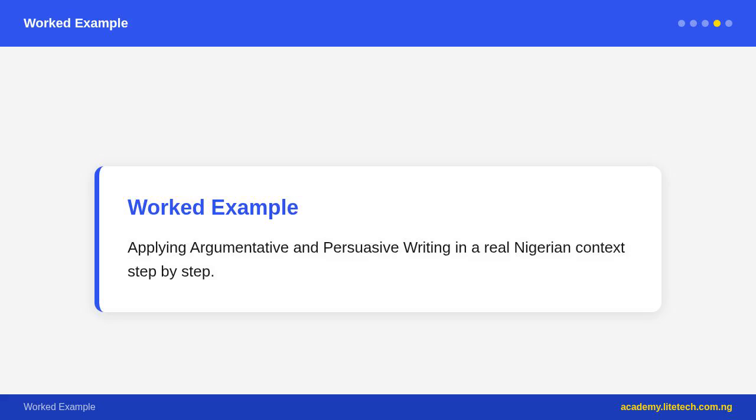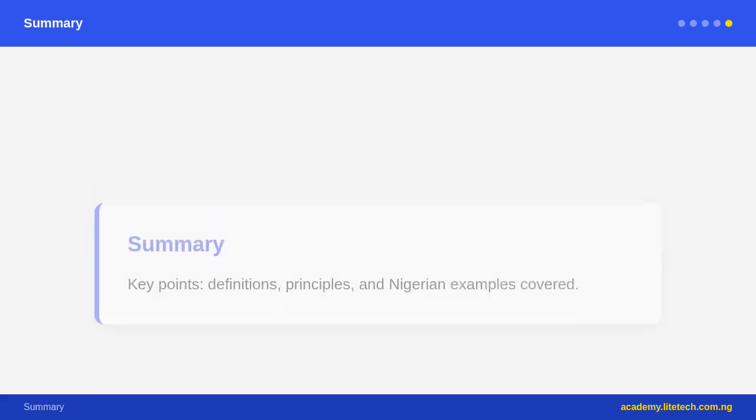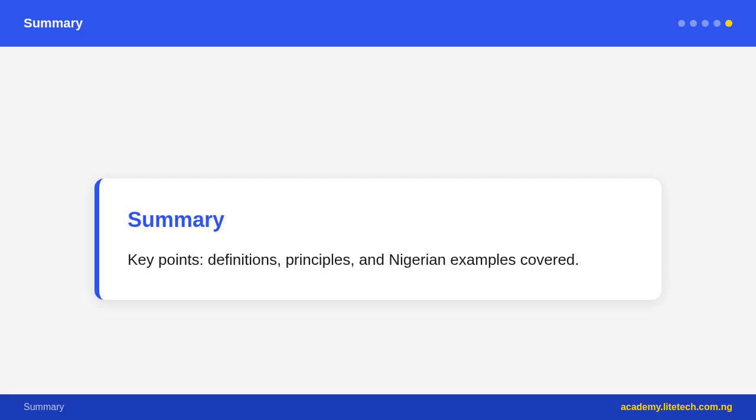WAEC exam tips. 1. Take a clear stance in your thesis, do not sit on the fence in an argumentative essay. 2. Use Nigerian examples, statistics from NBS, National Bureau of Statistics, organizations like EFCC, ICPC, NAFDAC, policies like SHOPI, Power, the Petroleum Industry Act, PIA.